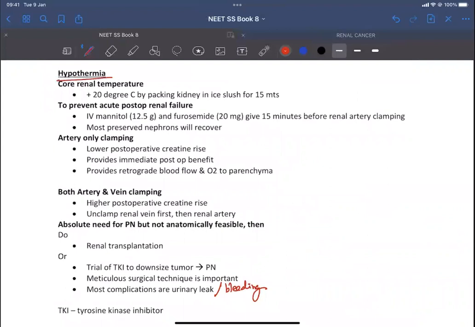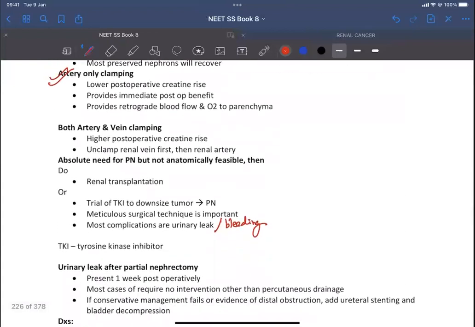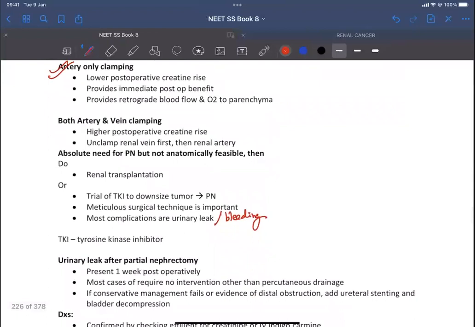And as I said, hypothermia, you do practice that. It's feasible in open approach, but it's difficult to do this for laparoscopic or robotic cases, in which case all they do get is some mannitol and furosemide before the clamping of the renal artery, and we do an artery only clamping. But overall effect on renal function is the same.